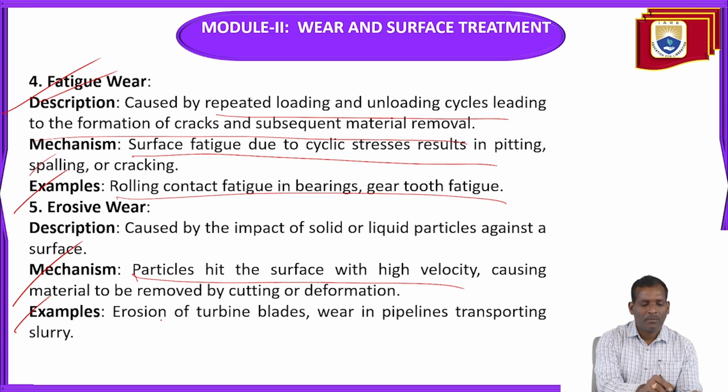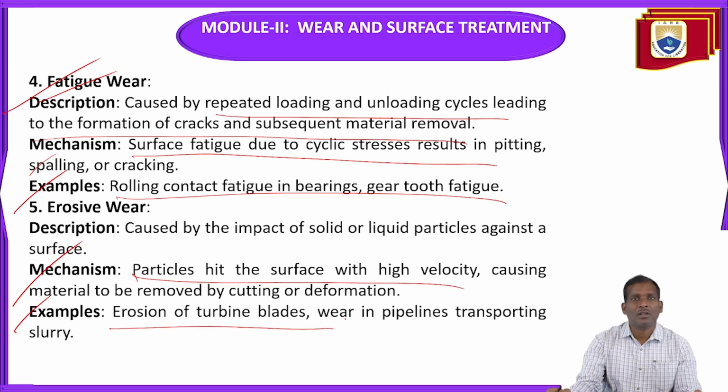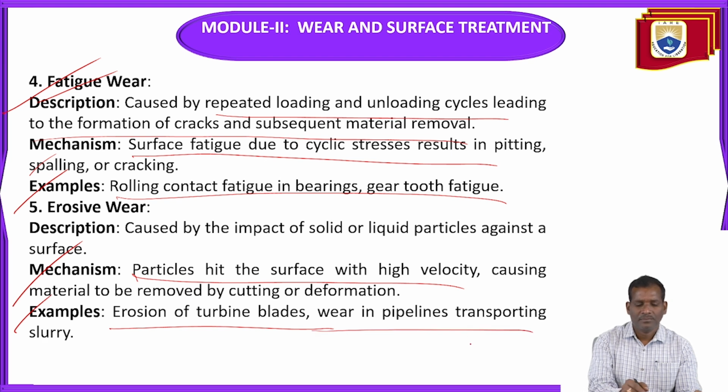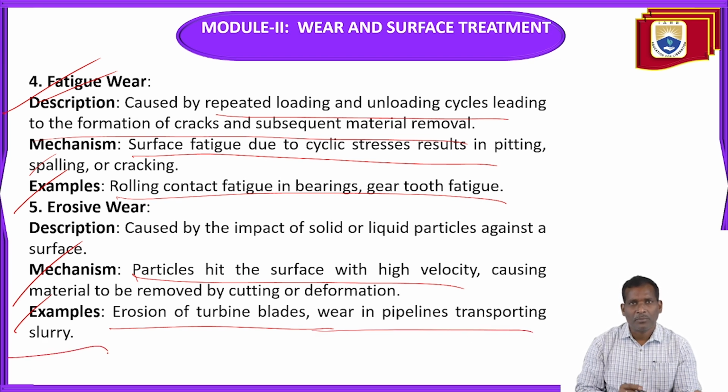The examples are erosion of turbine blades, and pipelines transporting slurry. Turbine blades are frequently subjected to high velocity particles. It may be solid or it may be liquid.